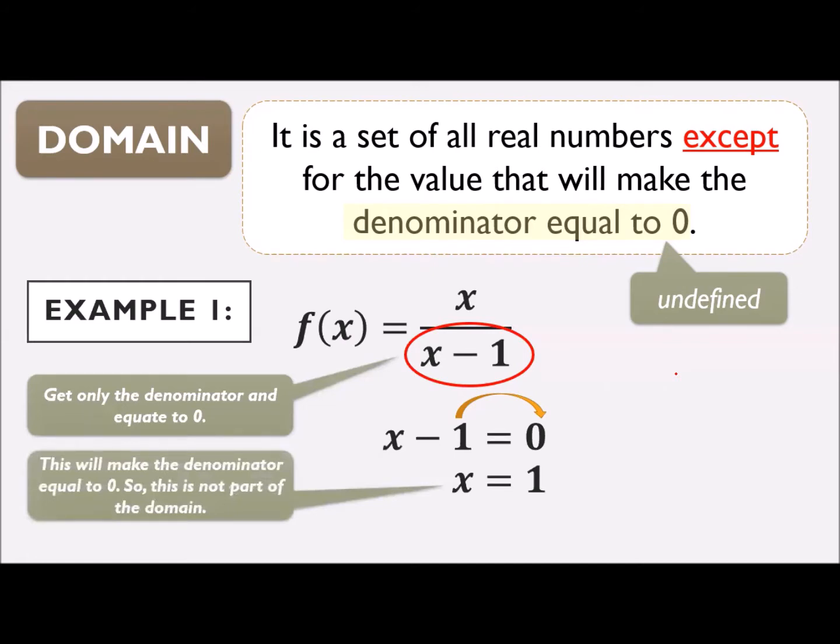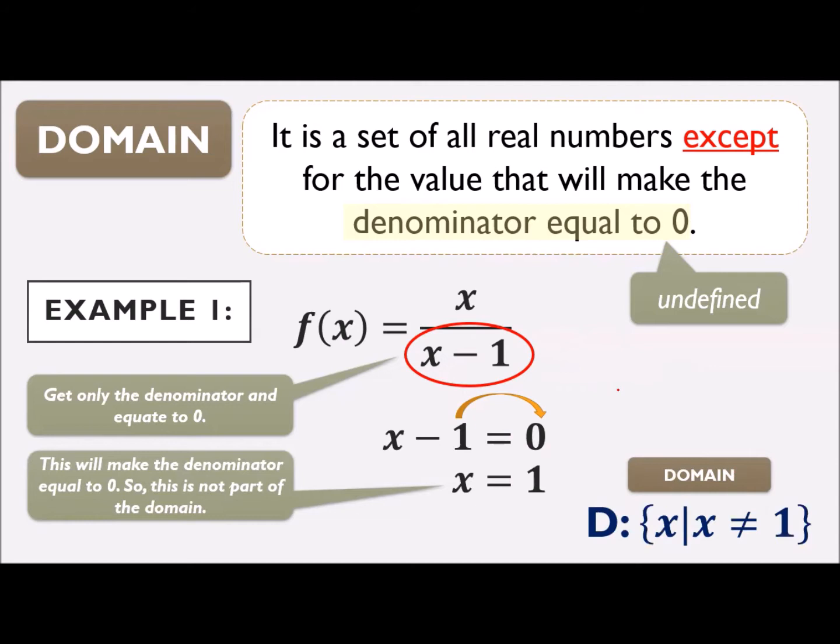So this will make the denominator equal to 0. So ibig sabihin, it is not part of the domain. Kasi pagka ginawa natin si 1, pag kinuha natin si 1, magiging undefined na yung ating buong function. So ibig sabihin nito, ang domain lang talaga natin ay x such that x is not equal to 1. Kahit na anong real number, basta hindi 1.